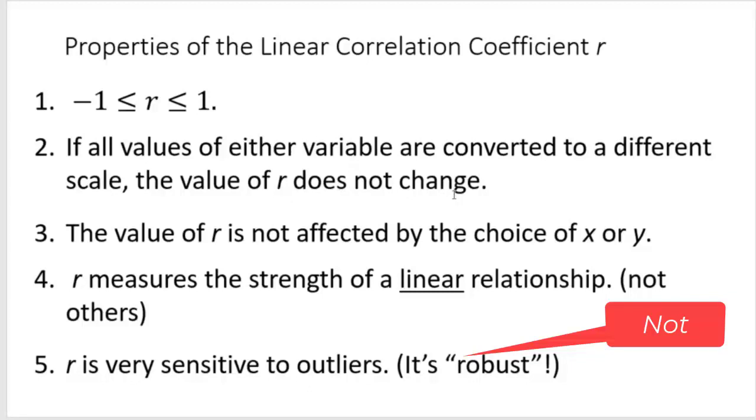If you had a correlation coefficient for something that was measured in feet and you changed it to inches, the correlation coefficient wouldn't change. If you had things that were measured in degrees Fahrenheit and you changed them over to Celsius, R would not change. So it's immune to what you're measuring by. It's also not affected at all by the choice of X or Y.